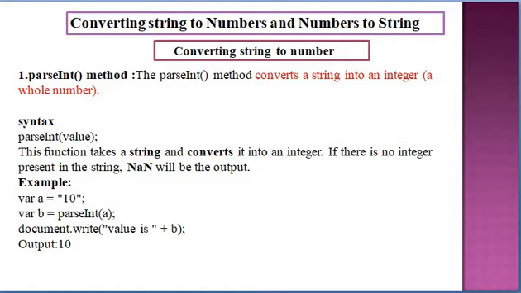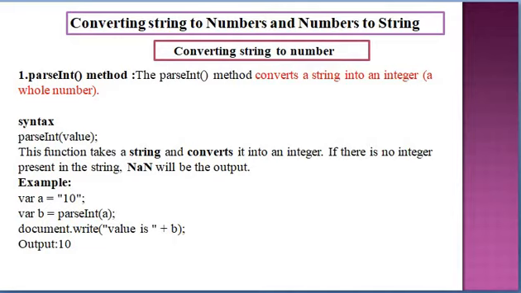This method converts a string to a number. The parseInt method converts a string into an integer, that is a whole number, or we can say that parseInt parses a string and returns a whole number. The syntax of the parseInt method is parseInt(value). This function takes a string and converts it into an integer. If there is no integer present in the string, then NaN will be the output, meaning it returns NaN. NaN means not a number.